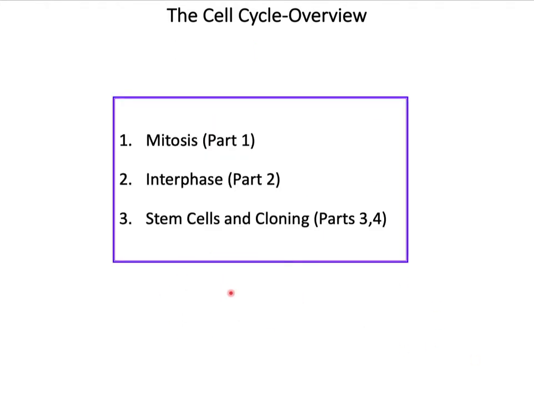So this is really an overview of how this topic is going to be covered. In the first part, we are going to talk about mitosis, and really what we will be discussing in this part is what the microtubules are doing during mitosis. That will actually complete our conversation on the cytoskeleton, kind of a continuation of our microtubule conversation in the cellular cytoskeleton. Then we will talk about the regulatory mechanisms that are in place during interphase. And finally, of course, you can't talk about the cell cycle without talking about stem cells and cloning, and we are going to cover those in parts 3 and 4 of this topic.